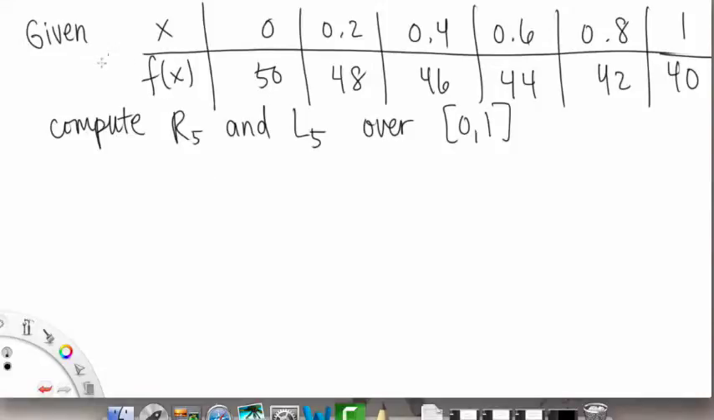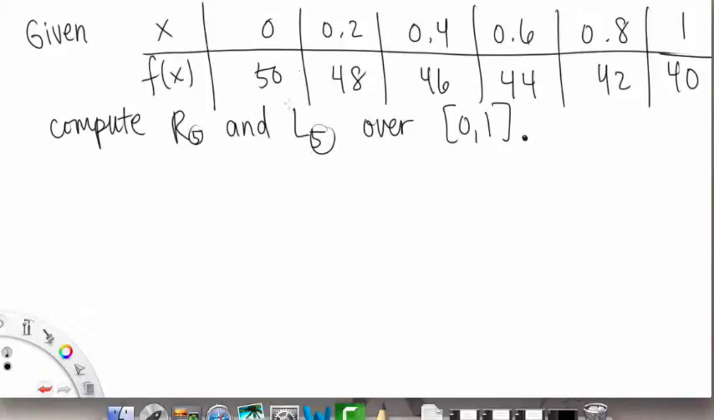Alright, so given the following chart of f of x versus x, where we're given the x values and their function values at each of those points, we're going to compute R sub 5 and L sub 5 over the interval 0 to 1. R sub 5 is the right endpoint approximation using 5 sub-intervals, and L sub 5 is the left endpoint approximation, also using 5 sub-intervals.